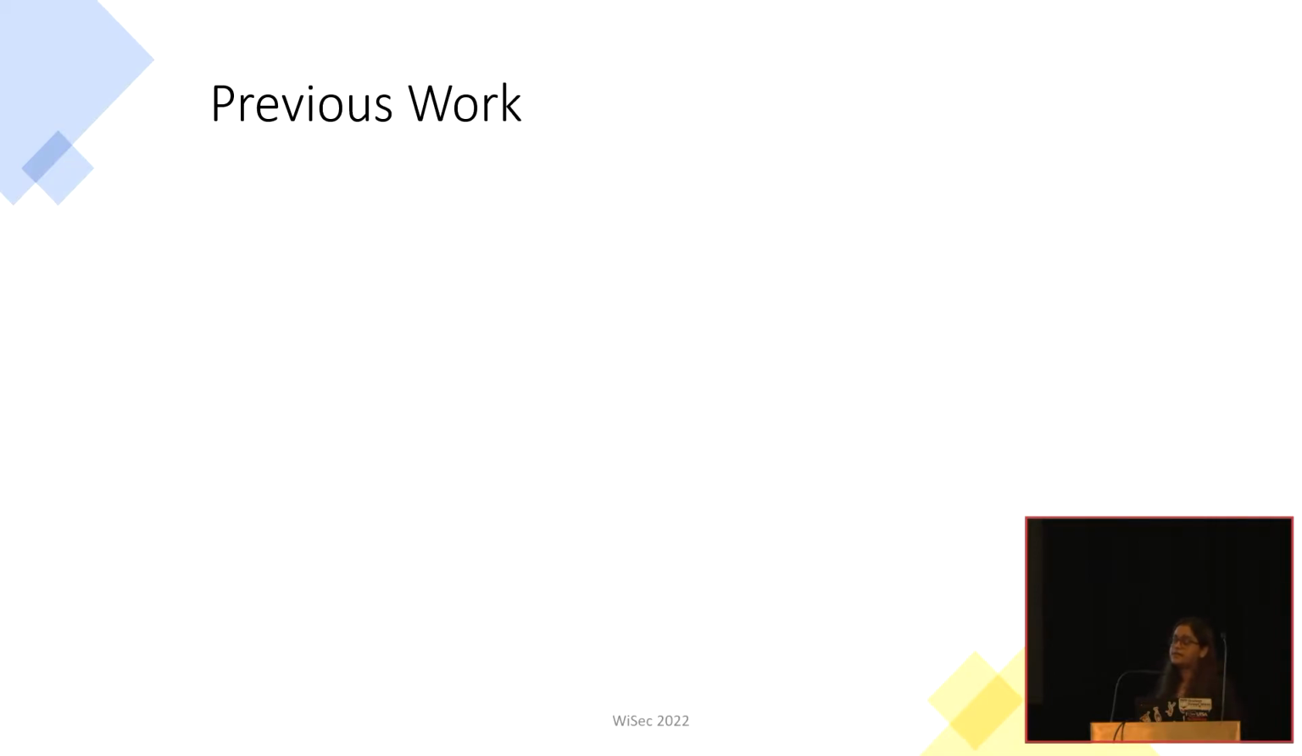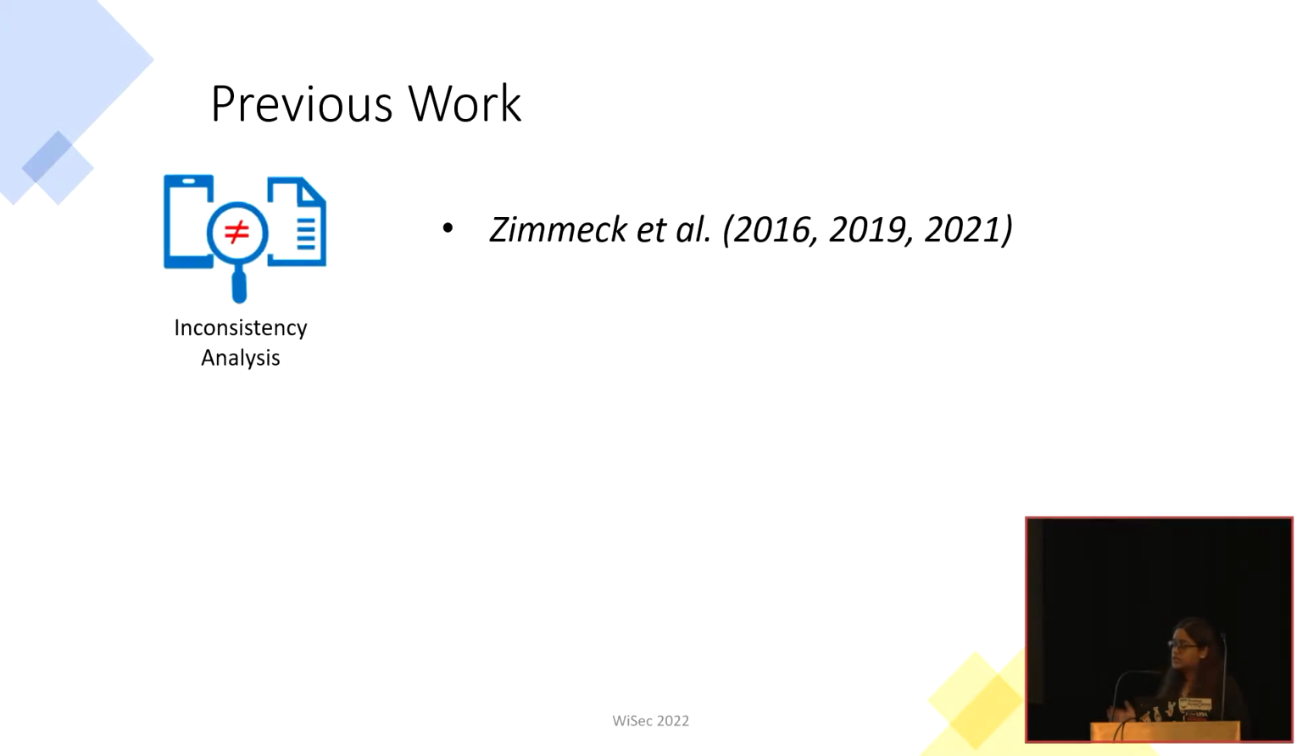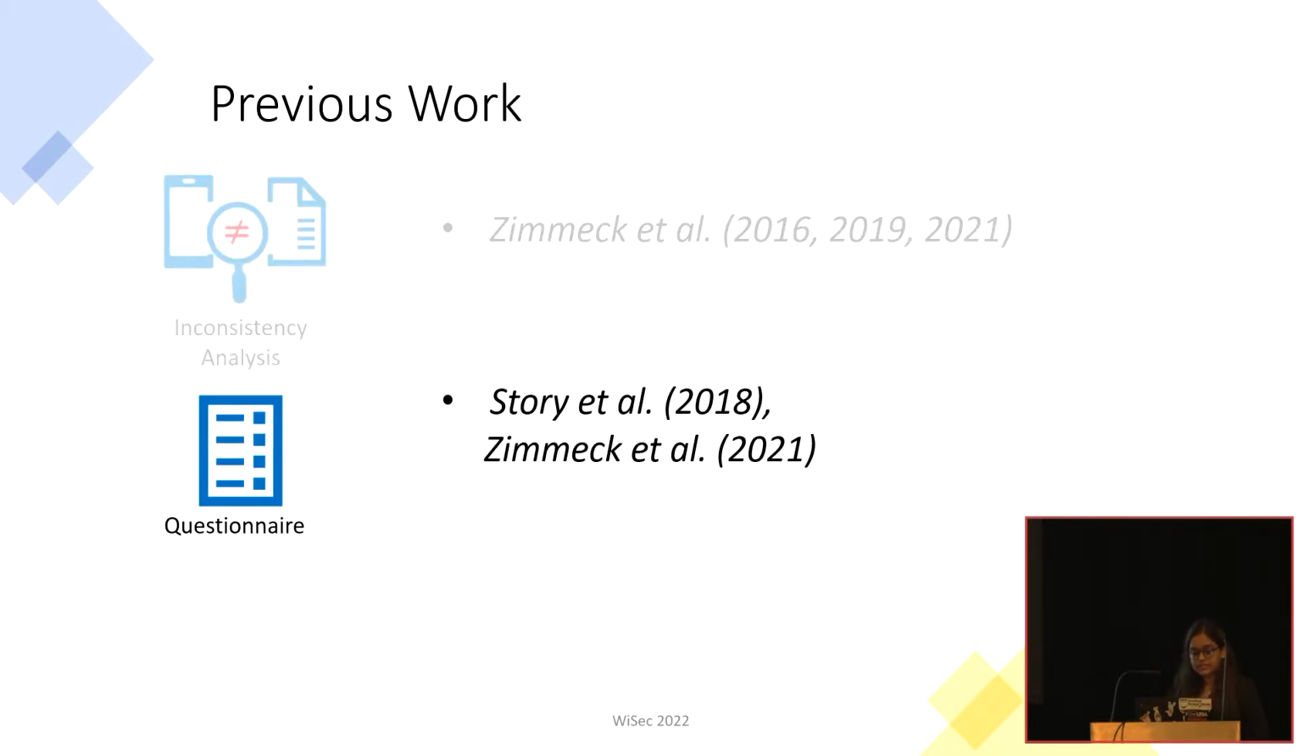In previous work, several researchers have attempted to identify inconsistencies between an application and its privacy policies, such as a series of work by Jain et al. They identified that there are inconsistencies between an Android application and its privacy policy. By inconsistency, I mean that your application is collecting your location, but it is not even mentioning it in its privacy policy.